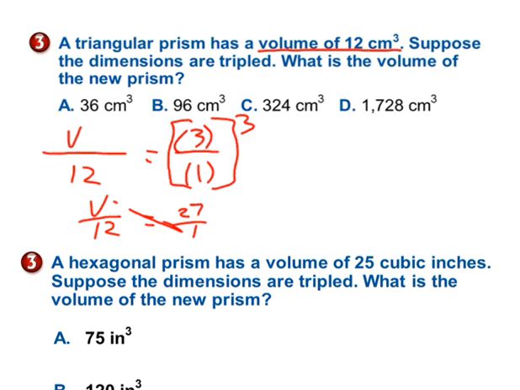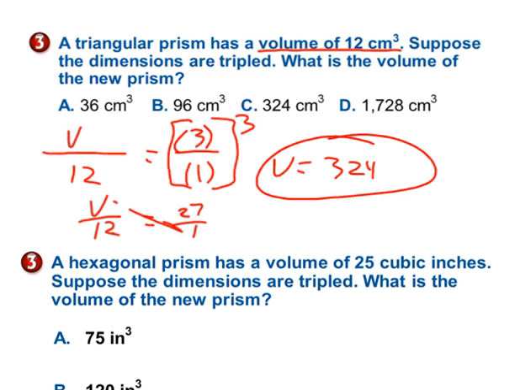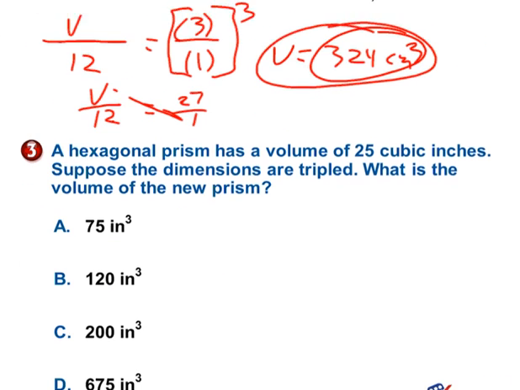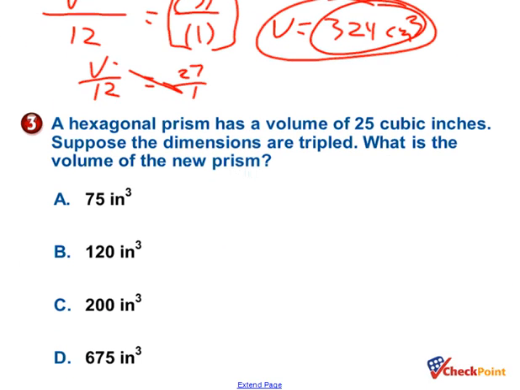V times 1 is V. 27 times 12 equals 324. So the volume of the new prism after the dimensions have been tripled is 324 centimeters cubed. 324. All right, here's another one. Do this one as practice and then come back and we'll check when you're done.